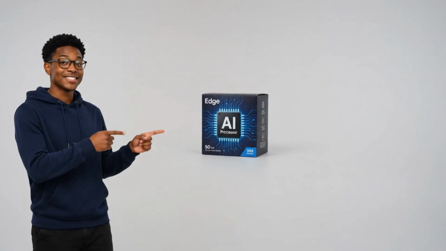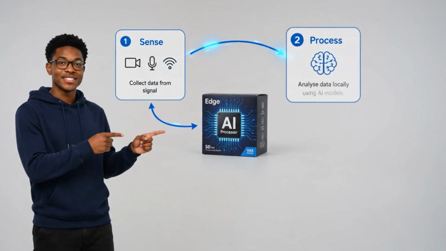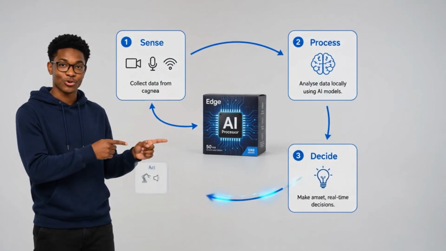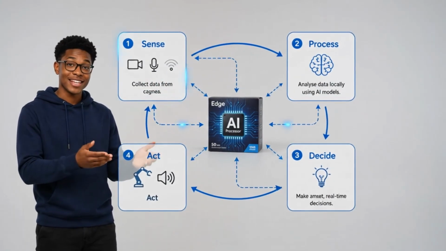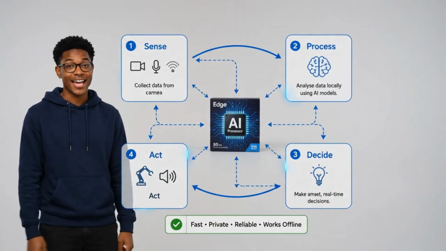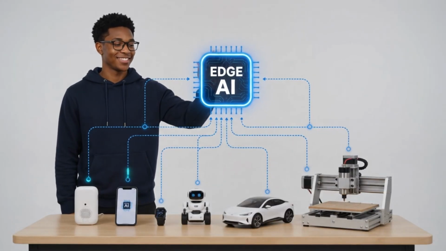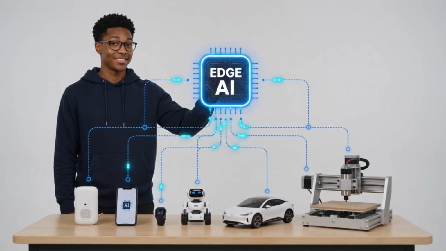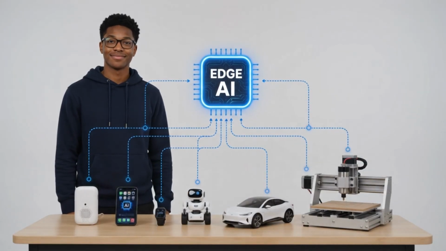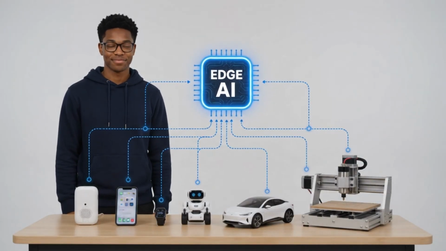The big idea is simple. Edge AI moves intelligence closer to where data is created. Devices can sense, process, decide, and act locally. Edge AI is changing the way we think about intelligent machines. And as that technology improves, the world around us could become faster, smarter, and more right at the edge.